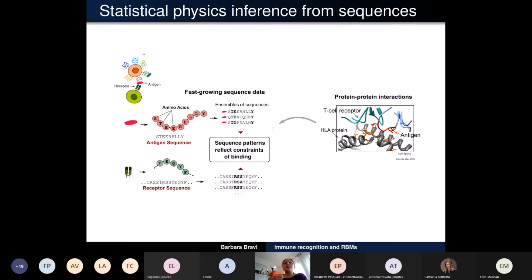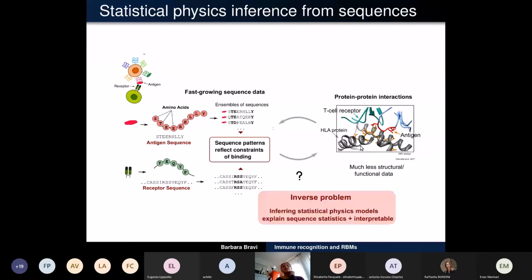So an important question is actually how to extract from the sequence patterns information about the process. And to answer this question, the strategy is to solve an inverse problem. That is, to try to infer from these sequence patterns probabilistic models describing these processes. And in particular, I will resort to statistical physics models that can well describe the observed statistics, but at the same time are amenable to an interpretation in terms of the mechanisms of binding.